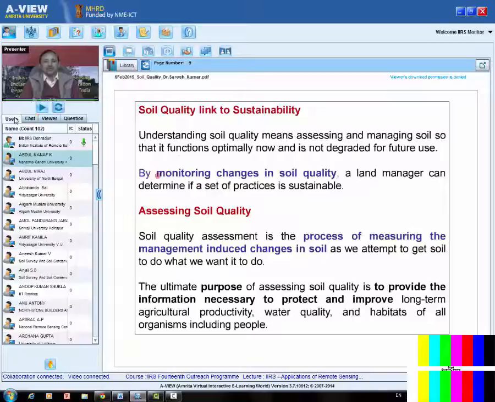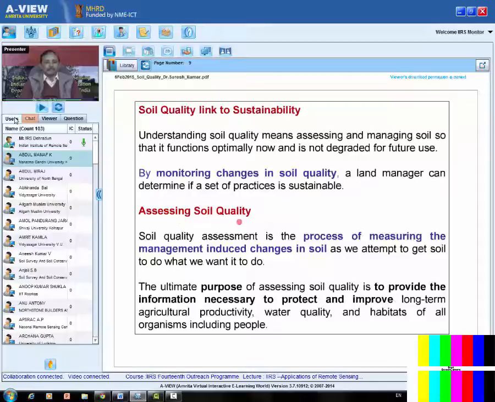So, by monitoring the change in soil quality, you take a sample every 5 years and measure some of the soil properties, and then you find whether there is an improvement in soil properties or a deterioration in soil properties. So you can link with the soil, and then you can monitor the soil quality in that area.